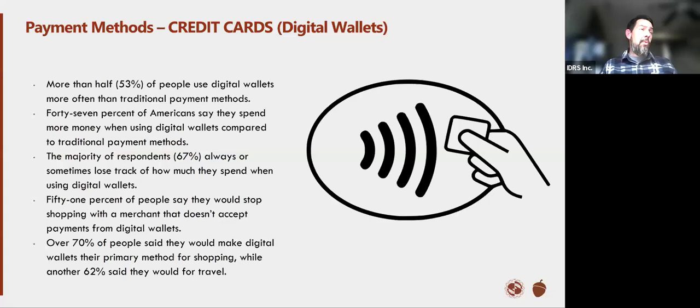And one of the things I noticed when I was doing some research on this, there were some statistics that I found, and it said that 51% of people said they would stop shopping with a merchant that doesn't accept payments via a digital wallet. So that's a pretty strong statement, right?